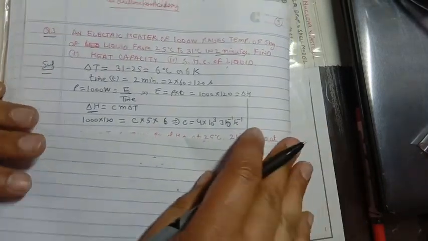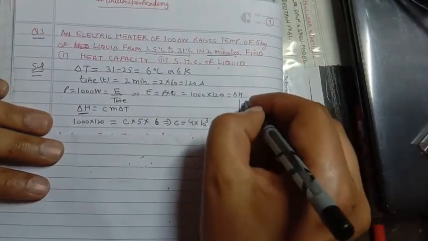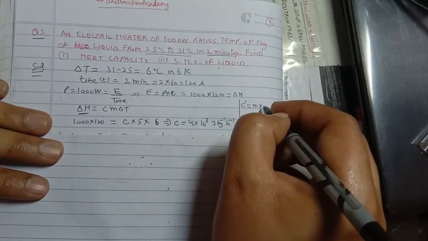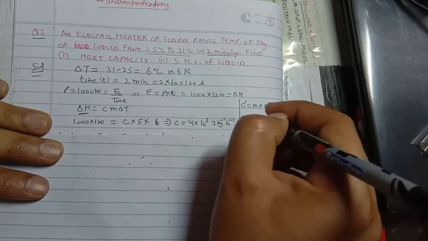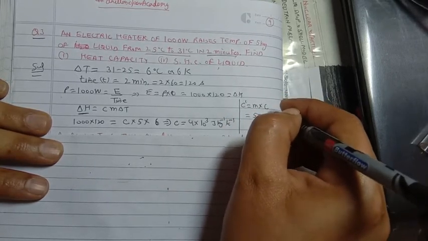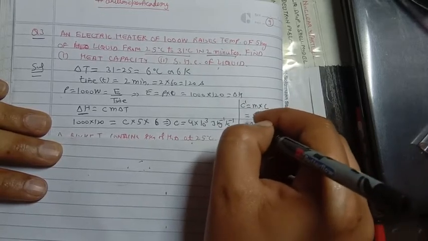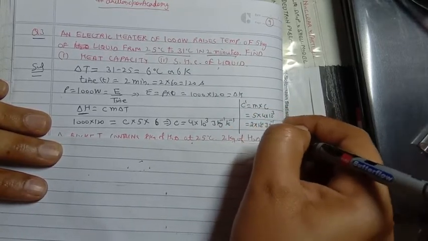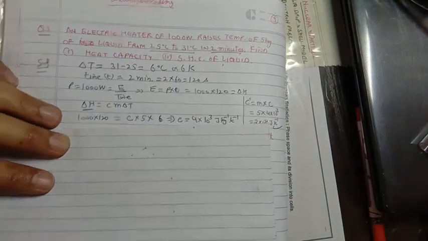You want to find out the heat capacity. Heat capacity C dash will be equal to mass multiplied by specific heat capacity. Mass is 5 multiplied by 4 into 10 raised to power 3, it will be 2 into 10 raised to power 4 joule per Kelvin. This will be the answer.